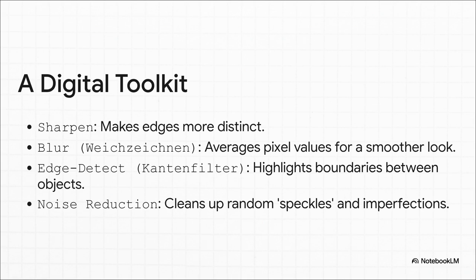A sharpen filter, for example, makes the edges in an image really pop. A blur filter does the opposite. It averages everything out for a smoother look. An edge detect filter is really cool. It just goes in and finds the exact boundaries between things. And of course, a noise reduction filter cleans up all those random speckles.